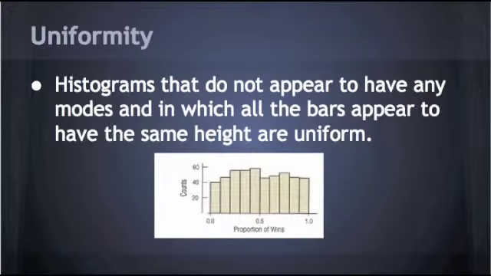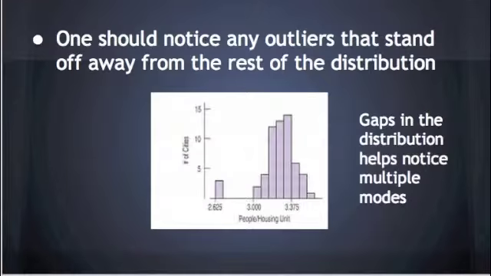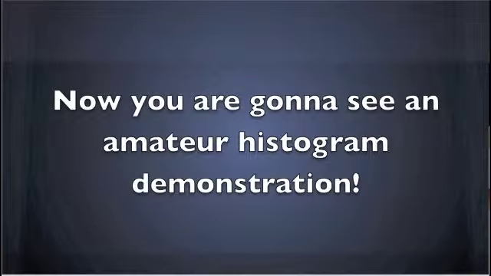Histograms that do not appear to have any modes and in which all the bars appear to have the same height are uniform. If the distribution's tail stretches out farther than the other, then the histogram is skewed. One should notice any outliers that stand off away from the rest of the distribution. Gaps in the distribution helps notice multiple modes.